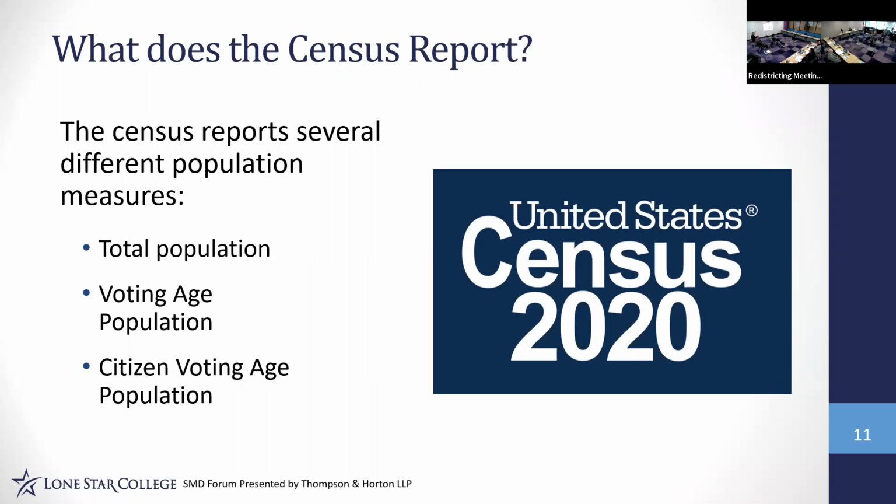And then there's another figure that we use that doesn't exactly come from the census, but it's based on the census. It's our best guesstimate, mathematical, statistically based on the census, which is citizen voting age population. We'll go to the next slide.